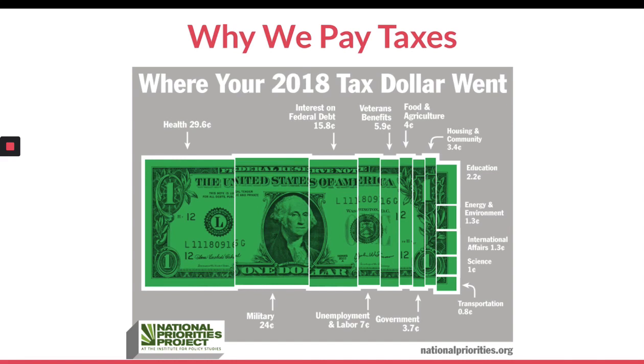So your 2018 tax dollar went to these things. So health, military, interest on federal debt, unemployment and labor, government, veteran benefits, food and agriculture, housing and community, education, energy and environment, international affairs, science, and transportation. And you can see how your dollar was broken down by the cents and see what your tax dollar is actually going to in the United States.